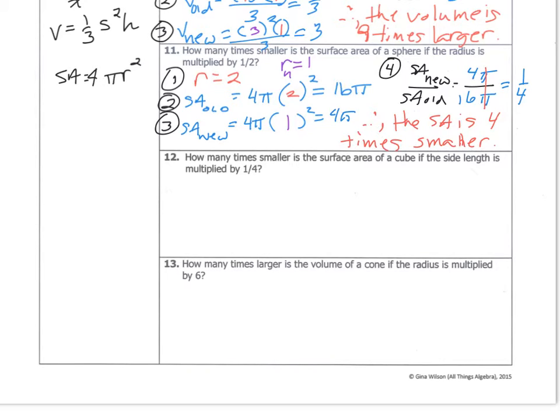So then I want you to look at number 12, but before we do 12, let's determine the formula for surface area of a cube. What's the surface area of any prism? Yeah, PH plus 2 big B. So you have this cube.